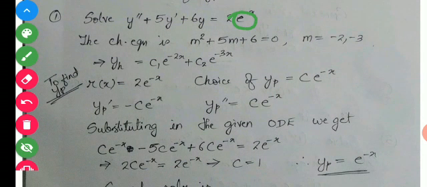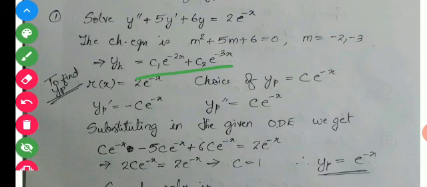You have to first write the characteristic equation. That is, in place of y you write down 1, in place of y dash you write down m, in place of y double dash you write down m square. Then you will get the characteristic equation as m square plus 5m plus 6 is equal to 0. Now what are the roots of this characteristic equation? It is minus 2 and minus 3. So the general solution will be c1 e raised to minus 2x plus c2 e raised to minus 3x.